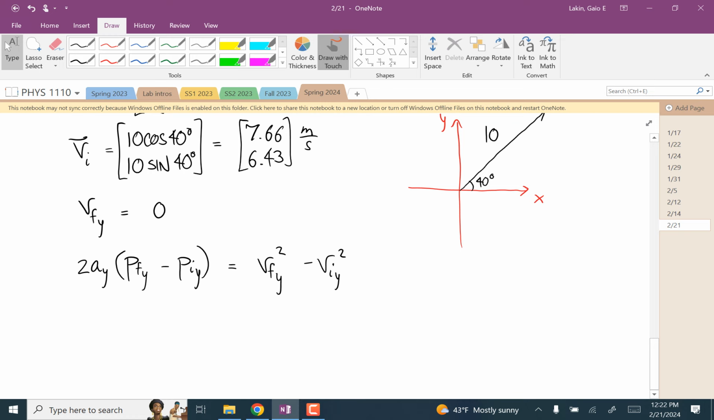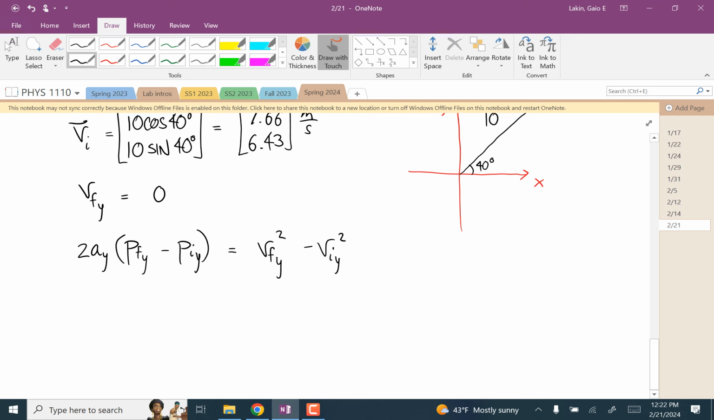Another way you could go, if you're sort of thinking ahead, is that we could use TF to solve both x and y equations. So maybe right away we want to start by finding TF. But let's just use this one first, solve for PFY, and then go from there.